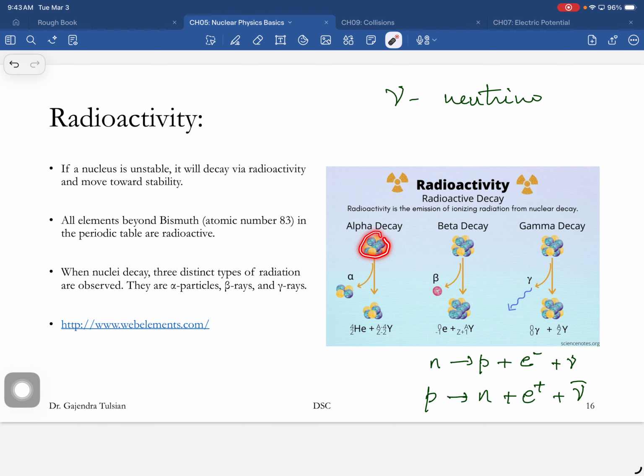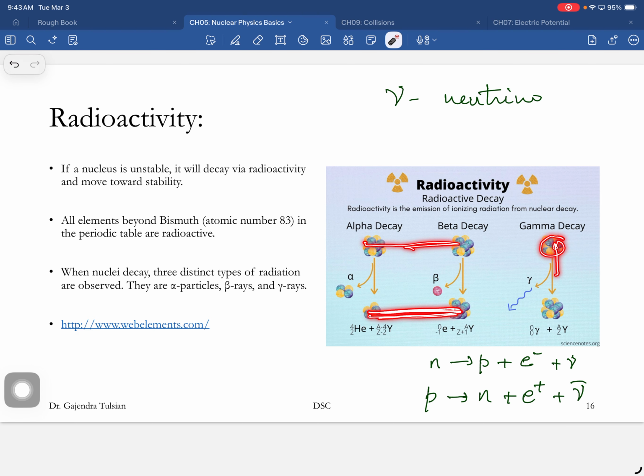All right, so let's say there's an unstable nucleus, and you have 1, 2, 3, 4, 5, 6, 7, 8, 9, 10. So let's say you have 10 of these unstable nuclei. Which one is going to decay? It's a random process. You don't know which one is going to decay.